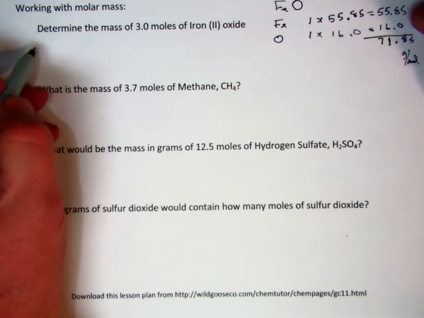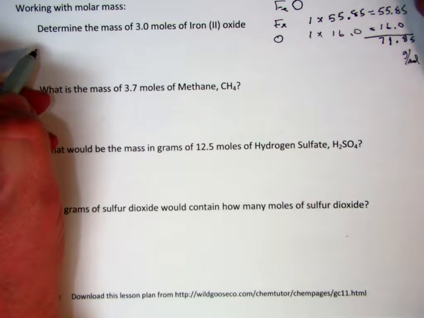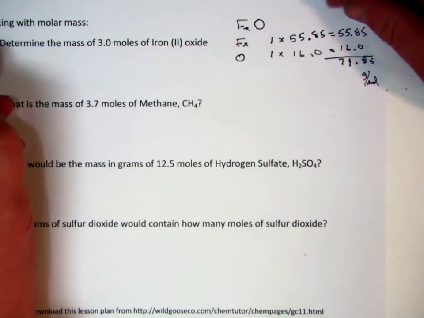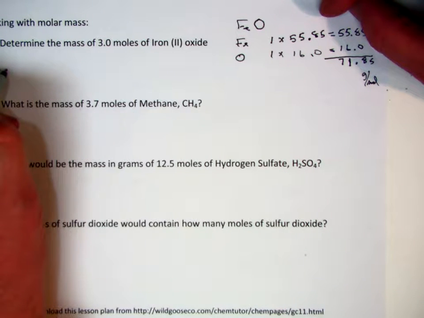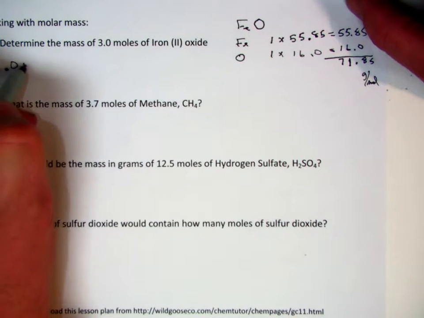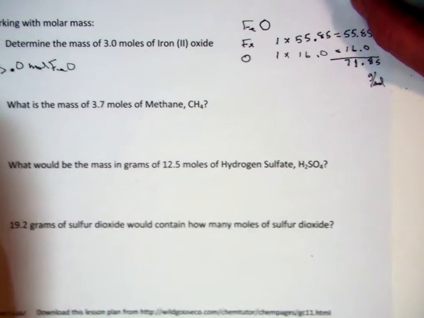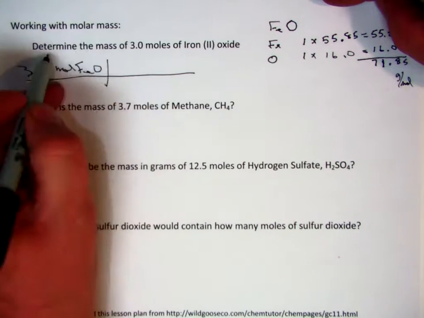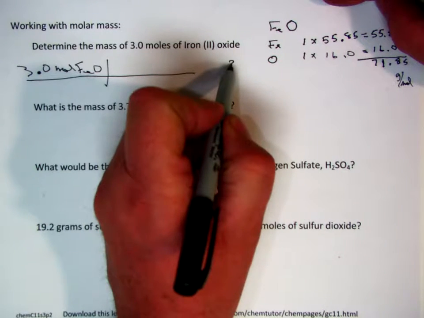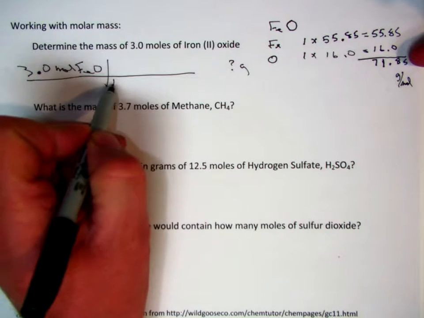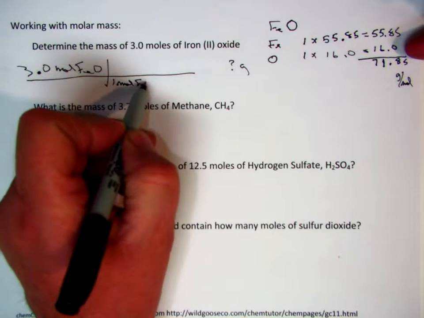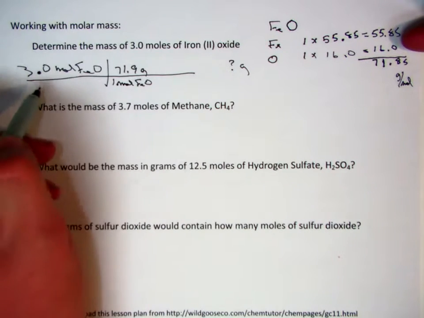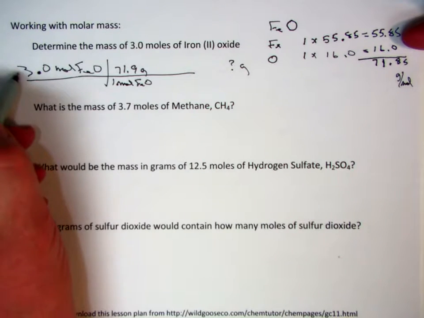We're going to use that molar mass that we just ran together here. Make sure you see that on your diagram, on your video. We're going to start with 3.0 moles of FeO. Now, using our dimensional analysis, determine the mass. We're going for question mark grams. We now have the mass of 1 mole. 1 mole of FeO is equal to 71.9 grams, three significant figures, which is one more than we need here, and we're still good with that.